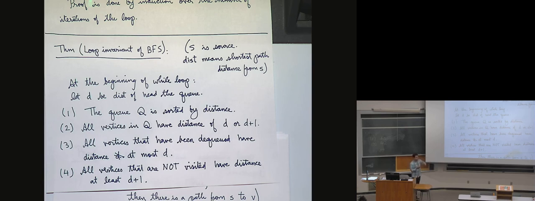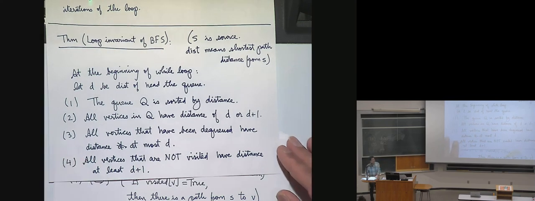Yeah? All the vertices in the queue have a distance to S. Distance d or d plus 1. Okay, fine. So it is connected to S. Yes, good. So everything in the queue has a distance of d or d plus 1. So it's connected to S. Good. Next.